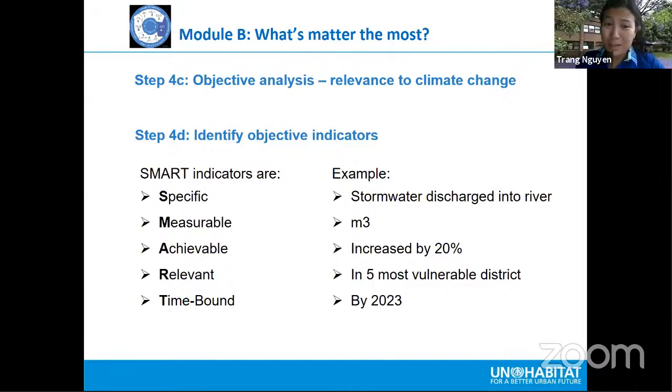For example, it should be specific. You identify one item, for example, the amount of storm water being discharged into the river. It should be very specific, and that can be measured by cubic meters or cubic liters. I have put it wrongly. Cubic liters and cubic meters. Yeah, sorry, it's not wrong. And then the target we want to achieve, like by 20% or 15% or 10%, and also the relevant point.